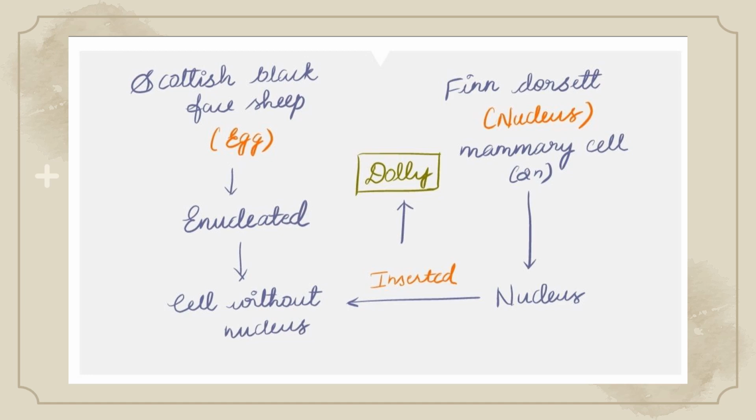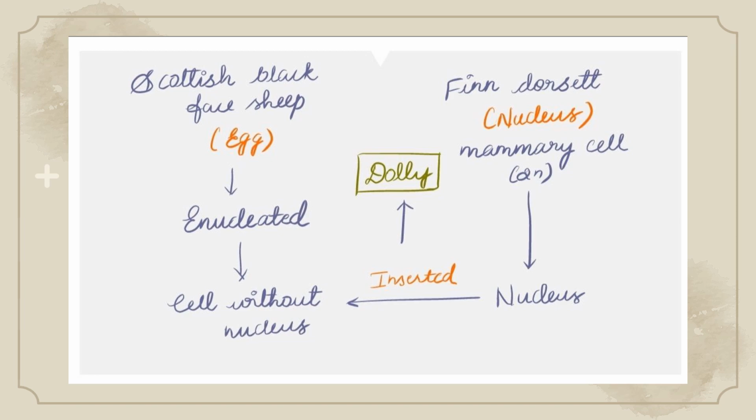So what did he do in this experiment? First, he took the Scottish black-faced sheep's egg, that is, the egg cell. Then he enucleated the egg cell only. Now we have the cell without the nucleus. On the other side, he took a Finn Dorset sheep nucleus.